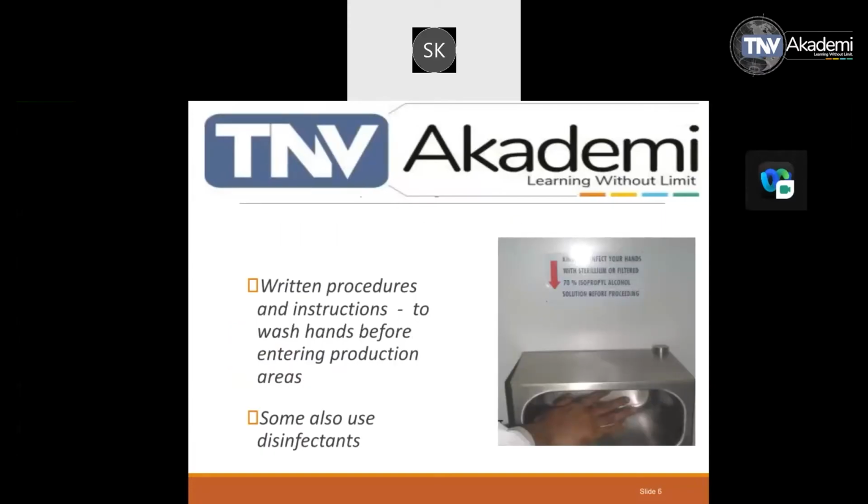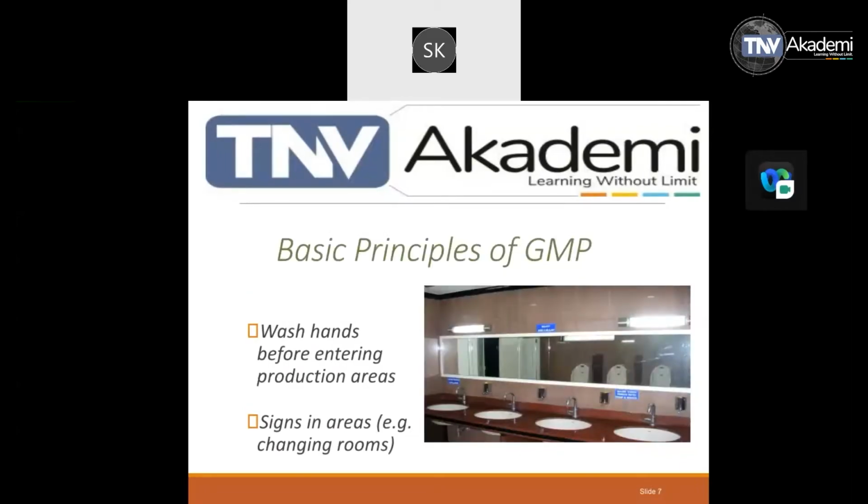So here are the written procedure and instruction to wash hands before entering the production area. When you are entering the production area, you should wash your hands so that the source of contamination can be avoided. Some also use a disinfectant such as IPA, or isopropyl alcohol, so that you can sanitize your hands and prevent chances of cross contamination. Another basic principle of GMP is washing hands before entering the production area, step by step: first you have to wash the hands, then dry them, then sanitize. This is the step by step hand wash procedure when you are entering the production area.